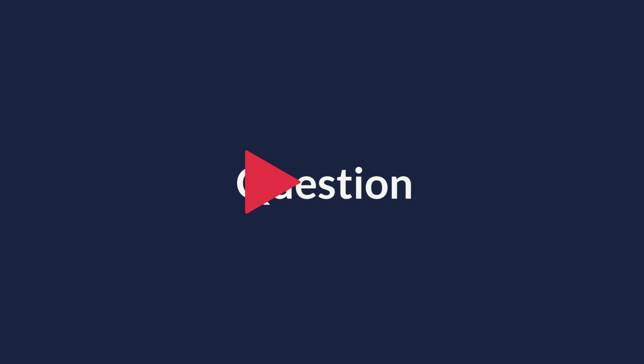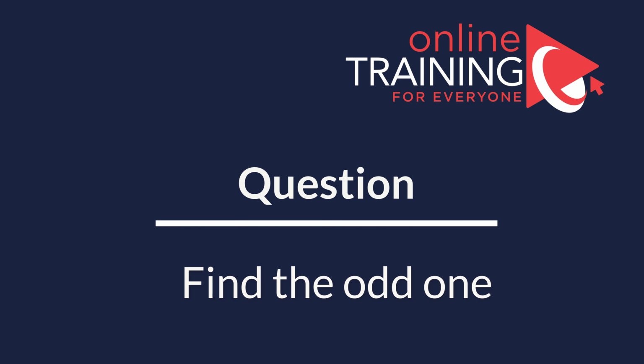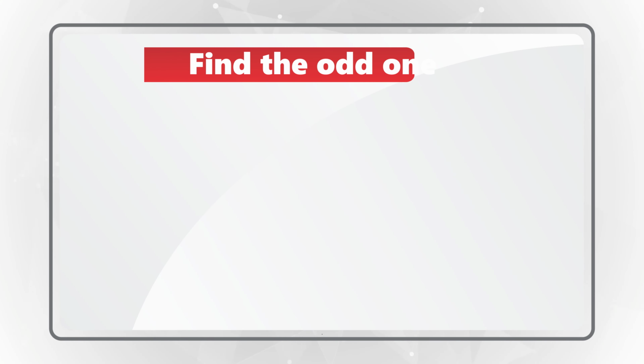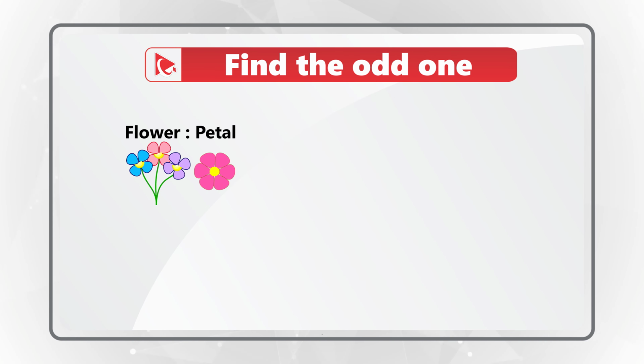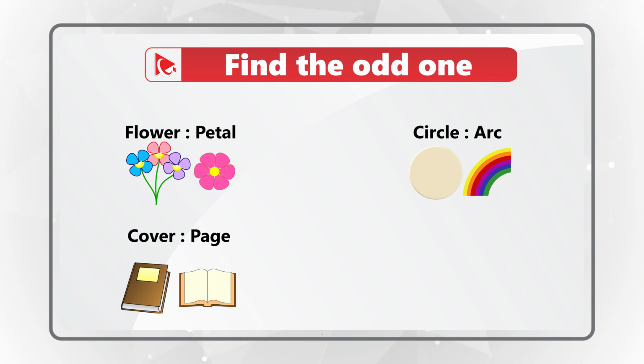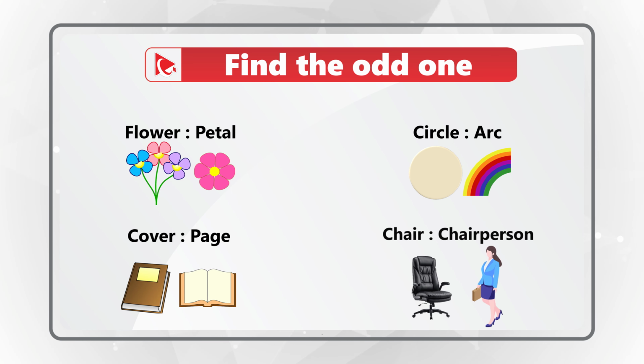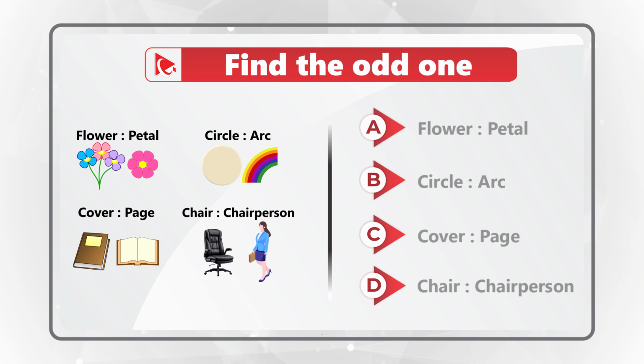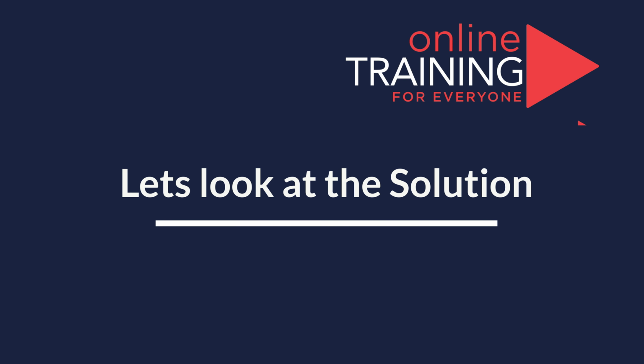Here's an amazing question where you are presented with 4 word pairs, and you need to find the item that does not belong to the group. The first pair is flower and petal. The second pair is circle and arc. The third pair is cover and page. And last but not least, the 4th pair is chair and chairperson. You need to select the word pair that does not belong to the group. Give yourself a little bit of time to see if you can come up with the solution. Ready or not, I am moving forward to share with you my version. And obviously, if you have a better way to solve it, please make sure to post in comments.